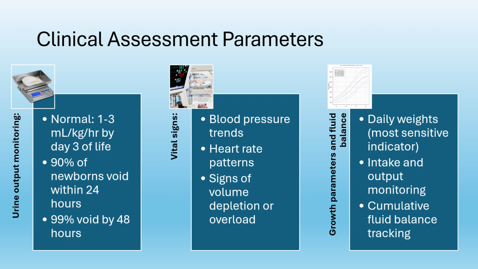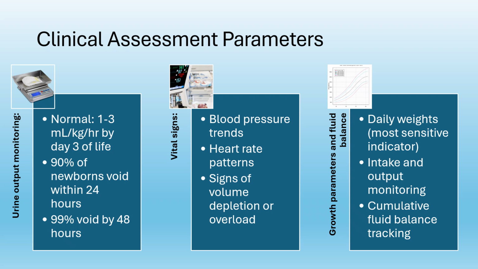Monitoring urine output provides our most immediate window into renal function, and the expected patterns tell us whether kidneys are adapting normally to extrauterine life. During the first 24 hours, many healthy newborns produce minimal urine as they transition from placental clearance to independent renal function. By day 3, however, we expect consistent output of 1 to 3 milliliters per kilogram per hour. This range represents the kidney's ability to balance fluid needs while concentrating urine appropriately.